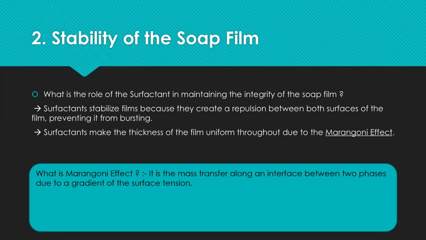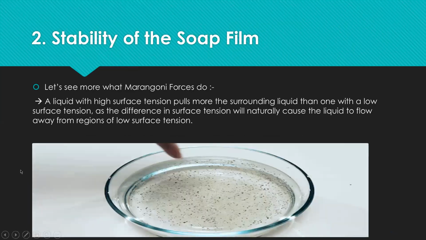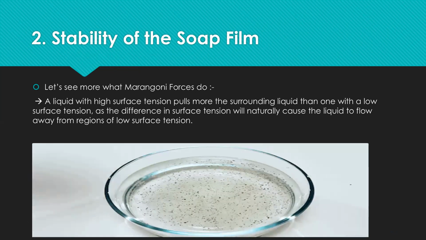So you may be wondering, what is the Marangoni effect? It is the mass transfer along an interface between the two phases due to a gradient of the surface tension. So let's see a practical example of it. You must have done it. So here you can see the practical example of the Marangoni effect.